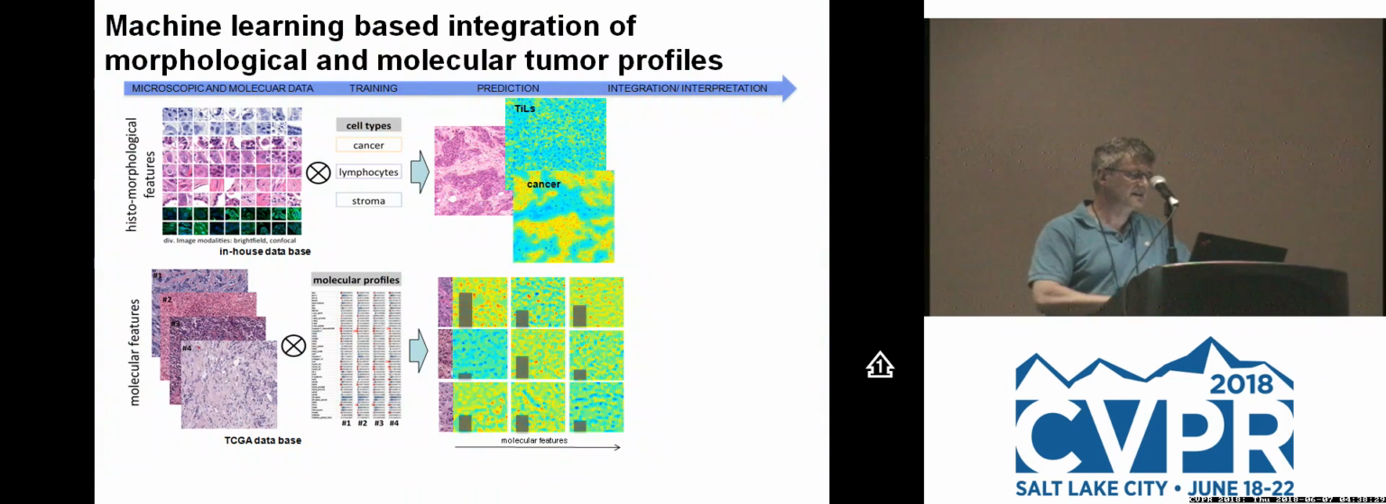So now we can ask, given all these molecular data, we can classify cancer, non-cancer, lymphocytes, stroma, and we can have all sorts of different predictions from these different models, but we can explain them. Of course, we can ask our MDs whether this makes sense at all, and I wouldn't be here to talk about it if it wouldn't make sense. But there's more.